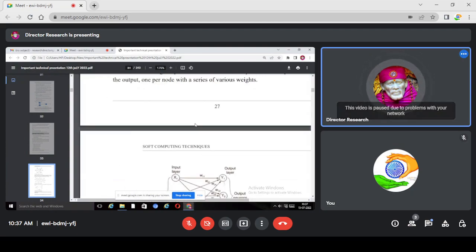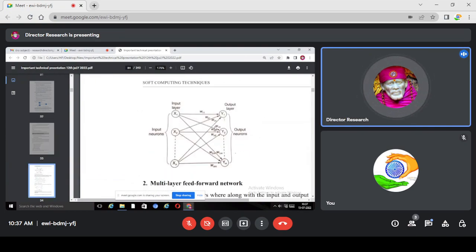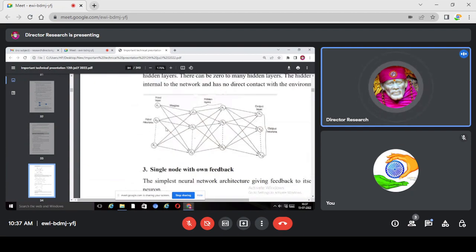This is the model designed for the single layer feedforward network. Just observe the diagram first. This is the basic concept of the diagram. In the multi-layer feedforward network, just examine the diagram.